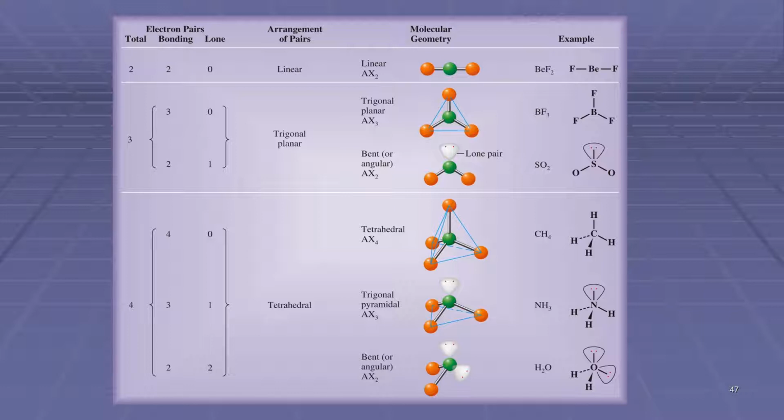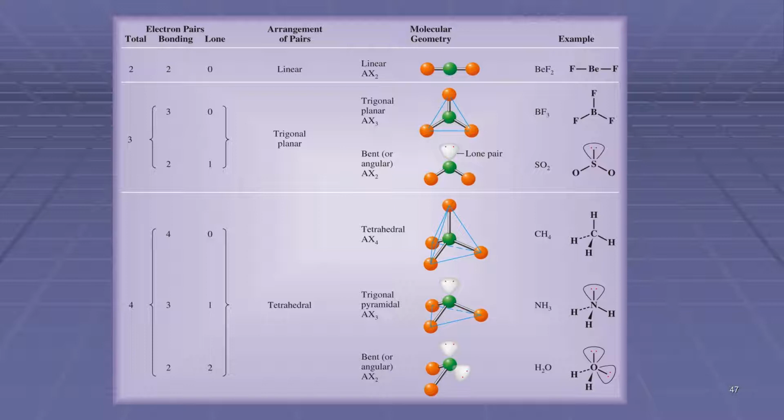Okay, in the same way, if you have 4 regions, the overall shape is tetrahedral. And if all 4 are bonding, again, it's called the tetrahedral molecular geometry, and you can see CH4. This is the way you should draw it, by the way. If you're trying to draw the structures, you want to show the wedges and the dashes. So the wedge means it's coming at you, and the dash means it's going away from you.